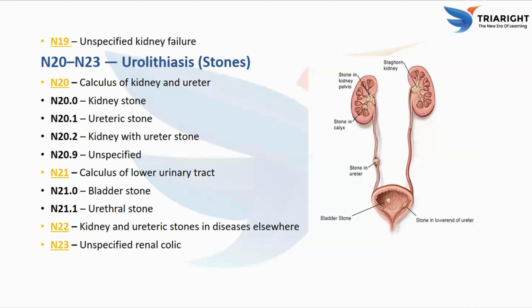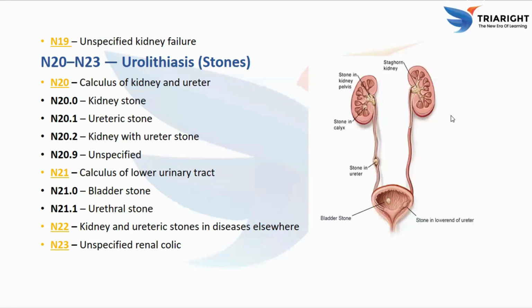So next code is N23 for unspecified renal colic. So severe pain typical of stone blockage, but stone is not confirmed in these cases. So you have to use it when the report says renal colic but does not show the stone location. So in these cases you have to assign the N23 code.